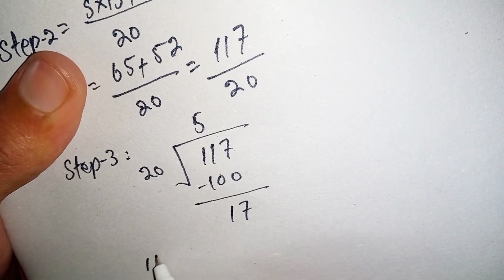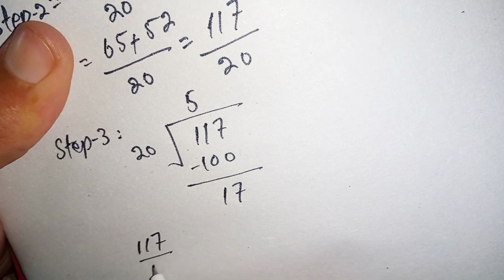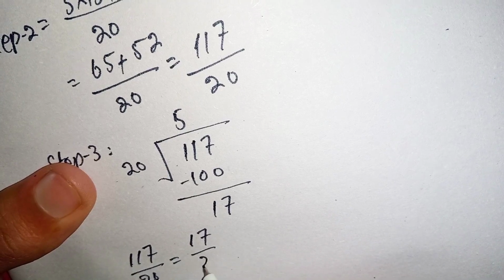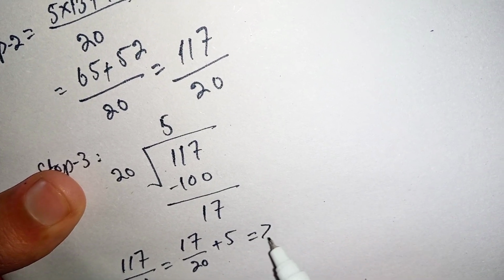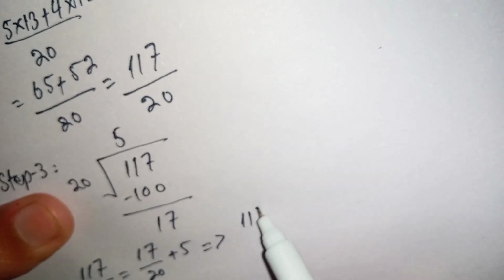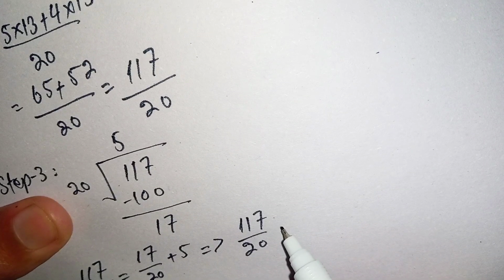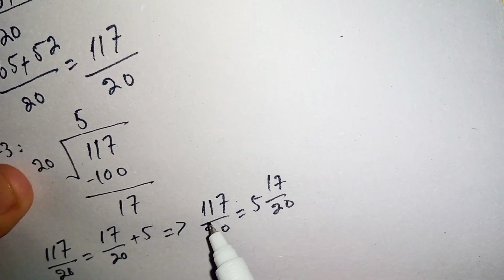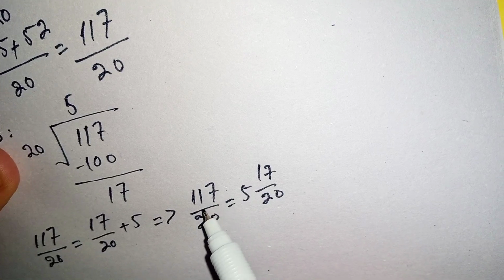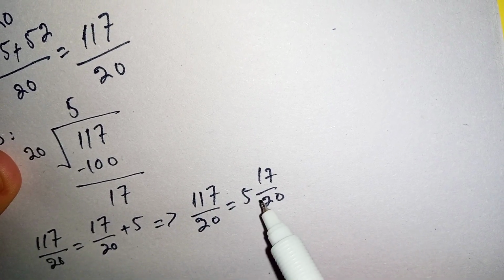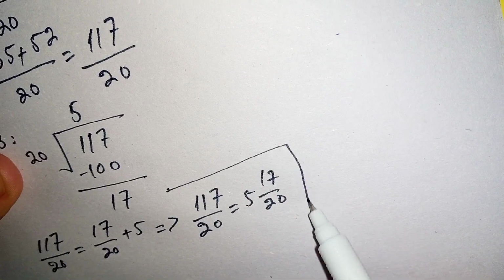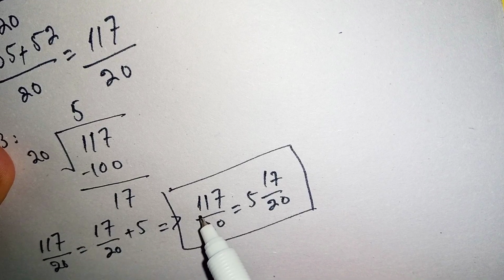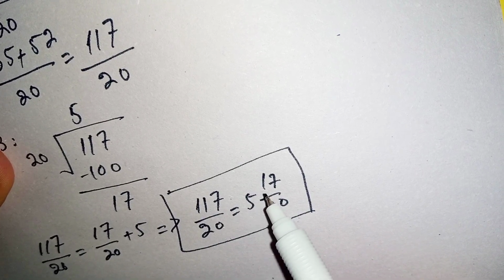So here we see that 117 by 20 is equal to 17 over 20 plus 5, which is again equal to 117 over 20 is equal to 5 and 17 over 20. So we converted this improper fraction 117 divided by 20 into 5 and 17 over 20. So this was step 3, that we converted the improper fraction 117 over 20 into 5 and 17 over 20.